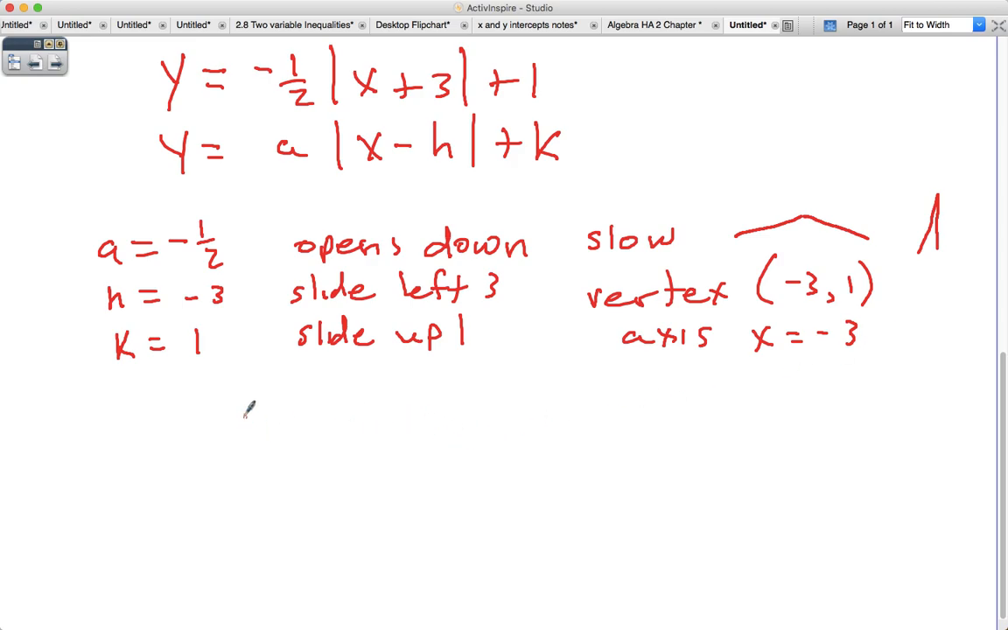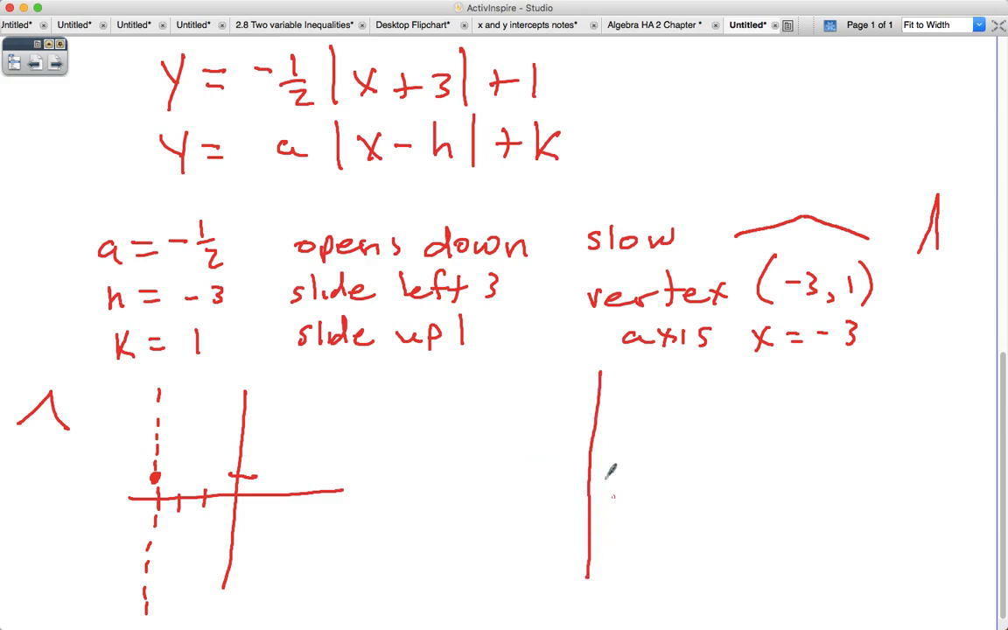And then I can build a table. I know my vertex, once again, is negative 3, 1. My axis is x equals negative 3, so 1, 2, 3. That's where it splits this thing perfectly in half. And then I slide up 1. So I know my vertex starts there. And remember, this thing goes upside down because it's a negative, and it opens very slow. Okay? So I'm going to build a table first this time.